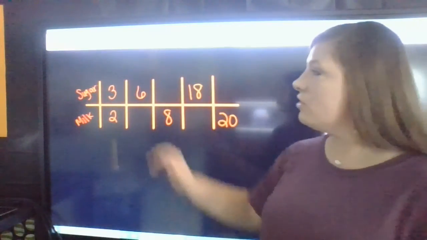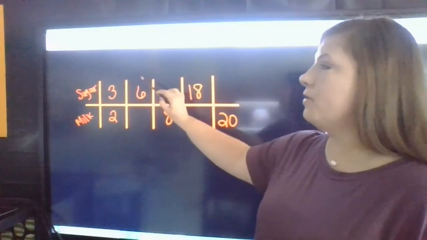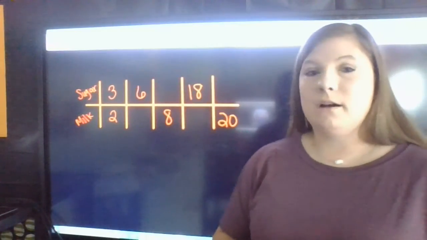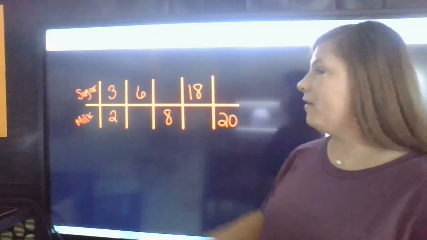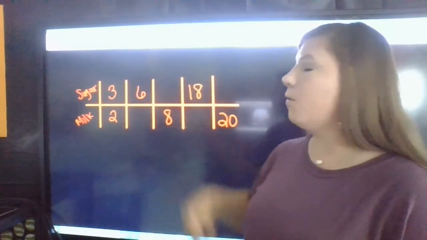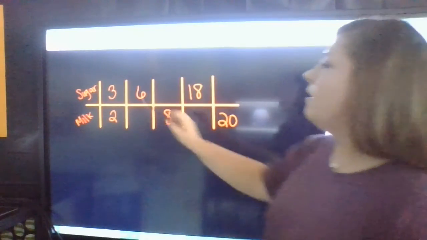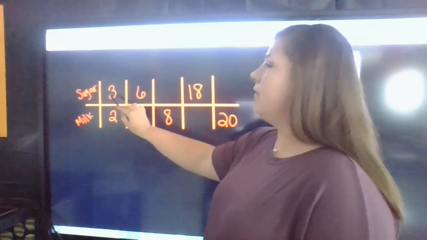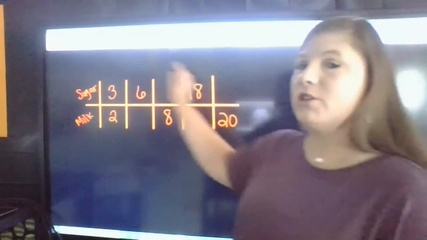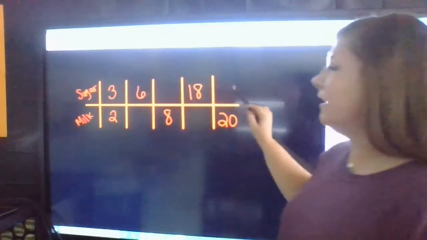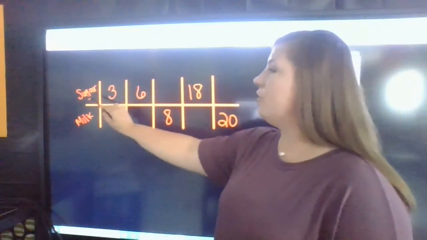If I change the top portion, which would be either my numerator or my x value, I'm going to change my denominator or my y value. So I need to think of how can I use either multiplication to move forward or division to move backwards to fill in all of my blanks. So I'm going to look at sugar first.